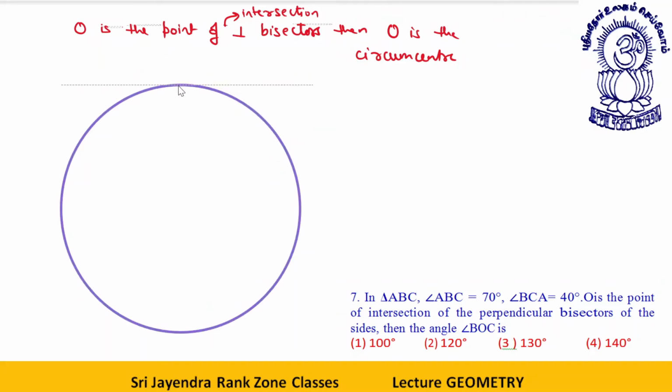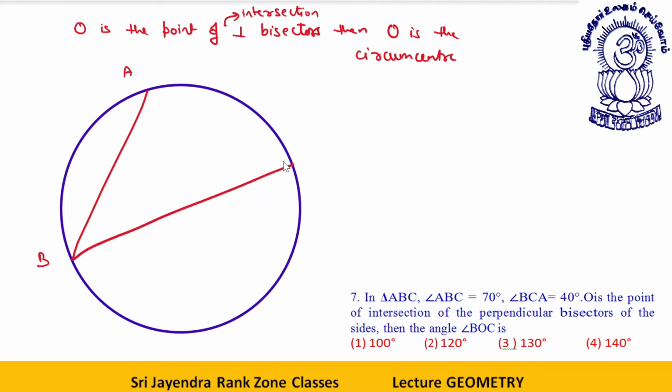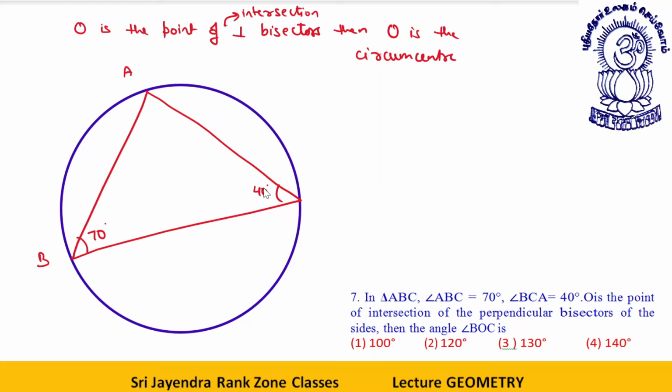See, let's say I take a point from here. Angle ABC is equal to 70 degree. BCA is equal to 40 degree. Okay. So like this, suppose I draw. This is 70 degree. This is 40 degree. So automatically this angle will also be 70 degree. Sum of angles of a triangle is 180 degree. Okay. So these two sides will come out to be equal. Angle BOC, you have to determine angle BOC.